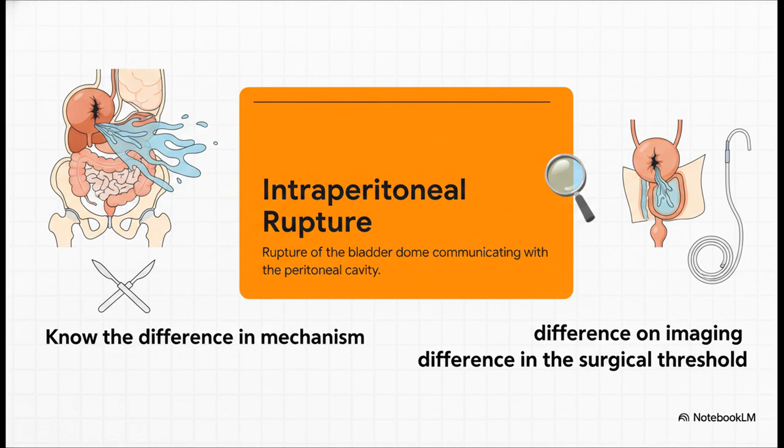Let's isolate the singular clinical variance point here. Extraperitoneal stays localized in the retropubic space and heals safely with a catheter. Intraperitoneal involves the dome, floods the abdomen, and absolutely requires the operating room.